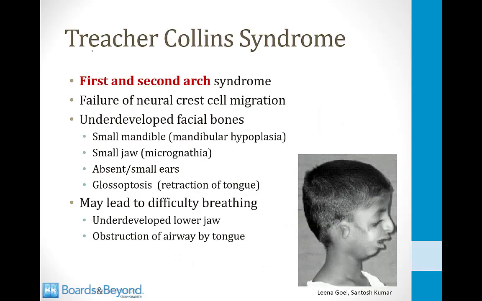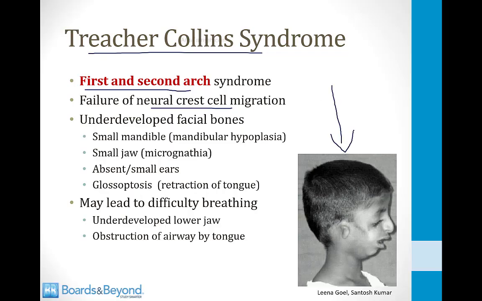If there is abnormal development of one of the pharyngeal arches, that will lead to a child being born with abnormal features in the head and neck. And the classic example of this is Treacher-Collins syndrome. This is a syndrome caused by abnormal development of the first and second pharyngeal arches due to failed neural crest cell migration. This is a picture of a child with Treacher-Collins syndrome.